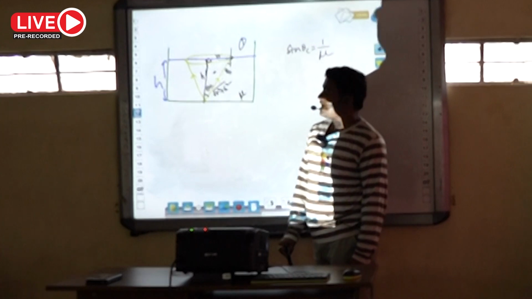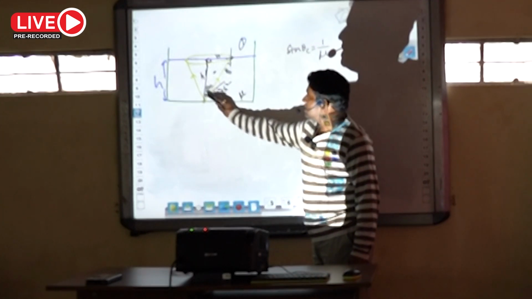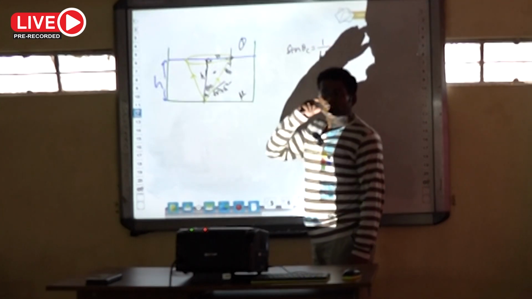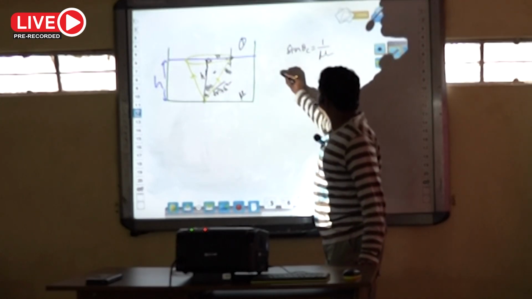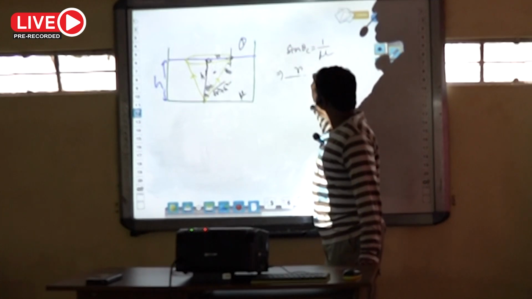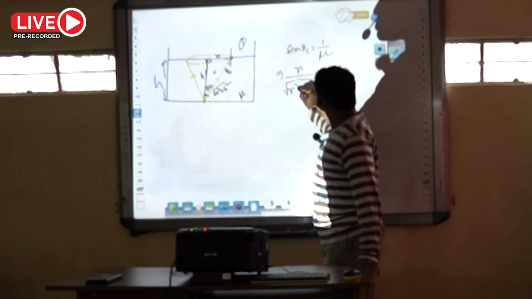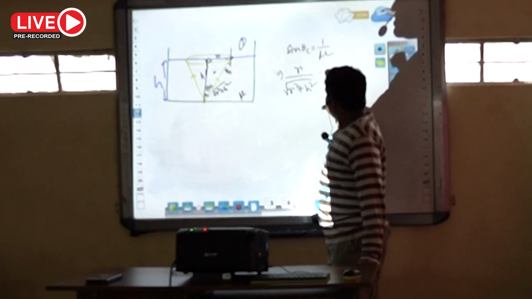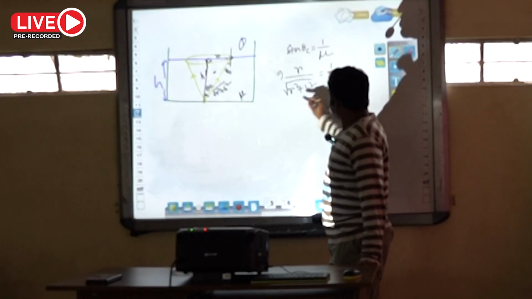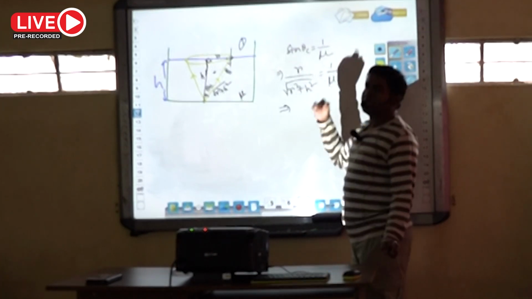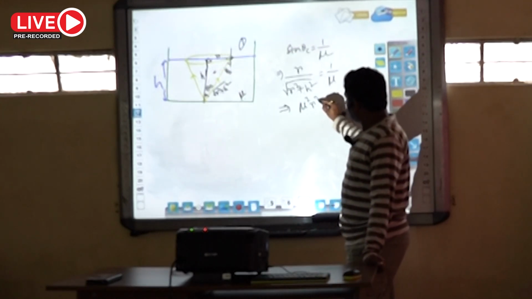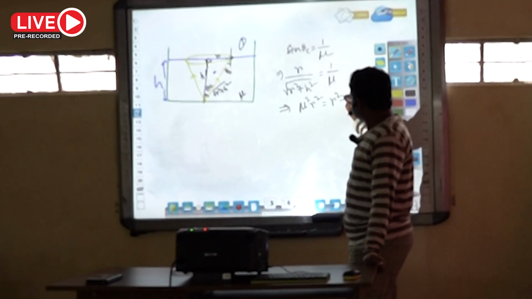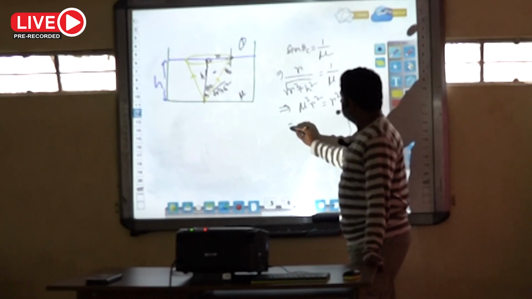Perpendicular by hypotenuse. With respect to this angle theta c, which one is perpendicular? R is the perpendicular. So write R by root over of R square plus H square, that is equal to 1 by mu. Then cross multiply and take a square on both sides. It will be mu square R square equal to R square plus H square.